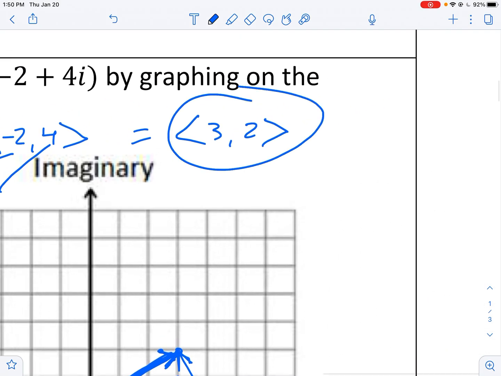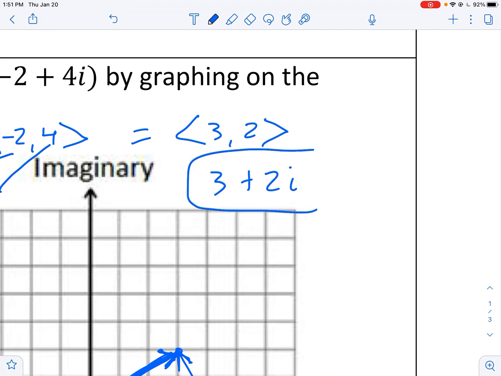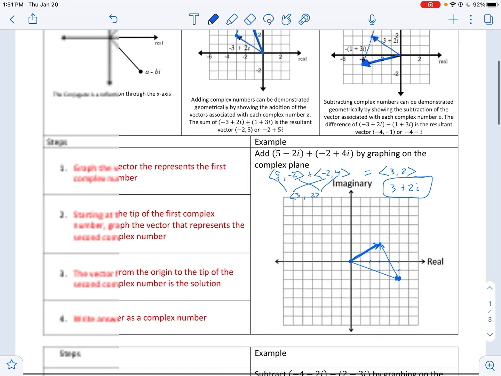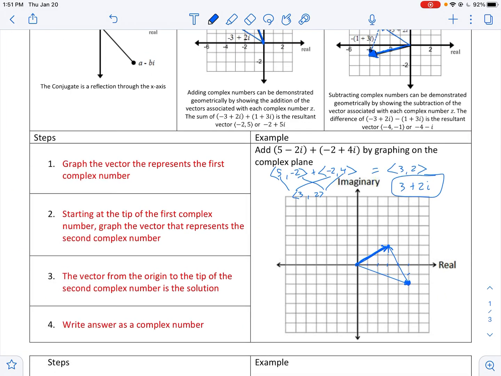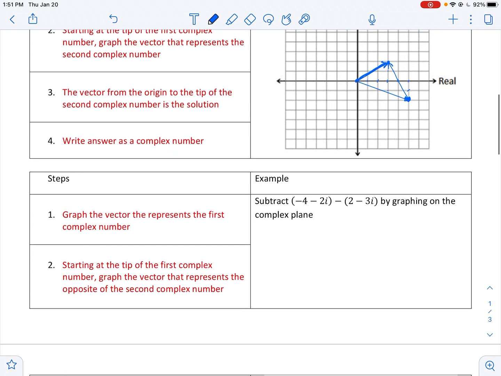So that's the vector, but if you want to write it as a complex number, you just convert it to a complex number by doing 3 plus 2i. So there we go. We have added these vectors together, added these complex numbers graphically.